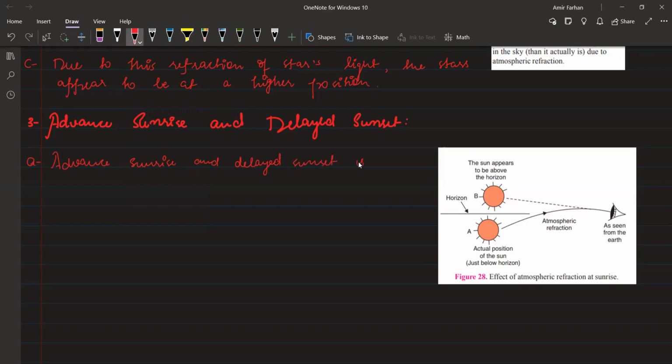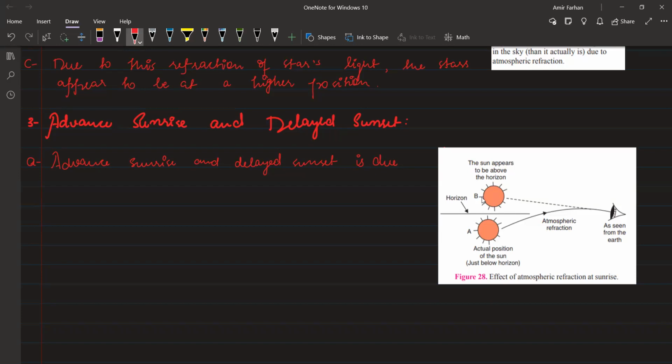is due to the... So you can see, this is the horizon. Basically horizon is the line which separates the sky and the earth, from our point of view. But the actual position of the sun is below the horizon, but due to our eye, which sees in a straight line, it sees that the sun is above the horizon.